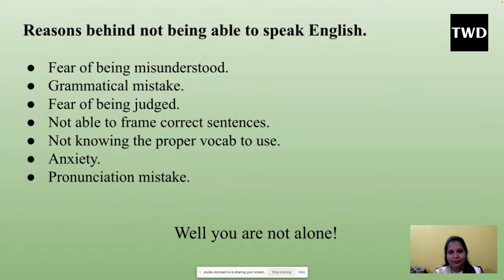Grammatical mistakes. I don't know where to use has, I don't know where to use have, I don't know where to use am, I don't know where to use is, was. That's what stops me from speaking in English.